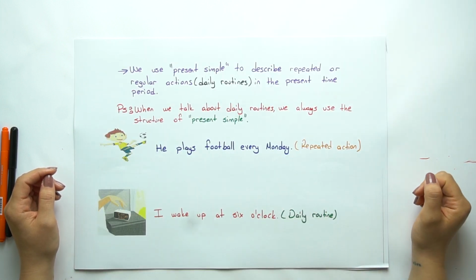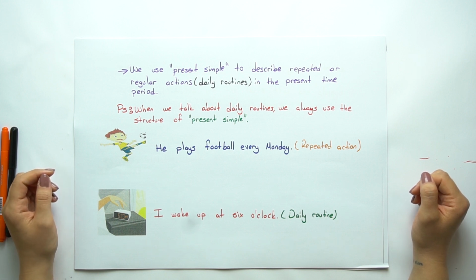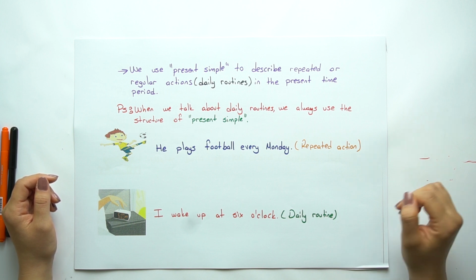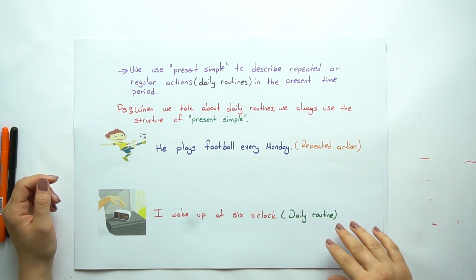Other one is we use present simple to describe repeated or regular actions. In other words, daily routines, okay, in the present time period. When we talk about daily routines, we always use the structure of present simple. Look at the examples, please. He plays football every Monday. So this is something that he does every Monday. This is a repeated action. Other one is, I wake up at 6 o'clock. This is a daily routine. Okay, this is something that we do daily.